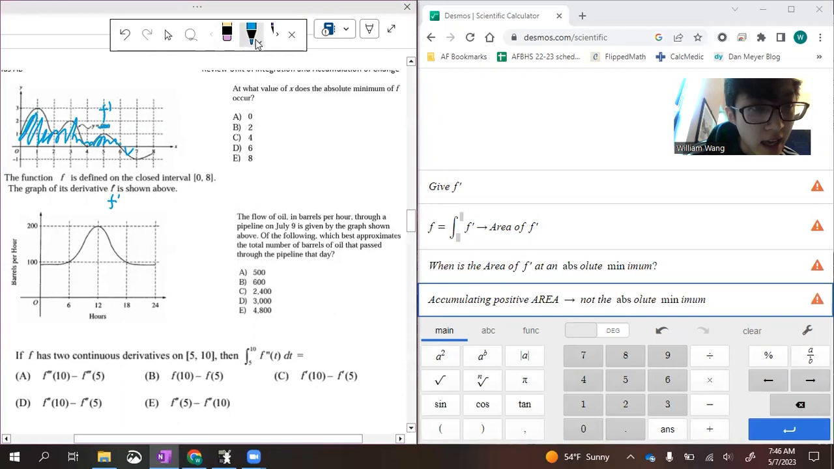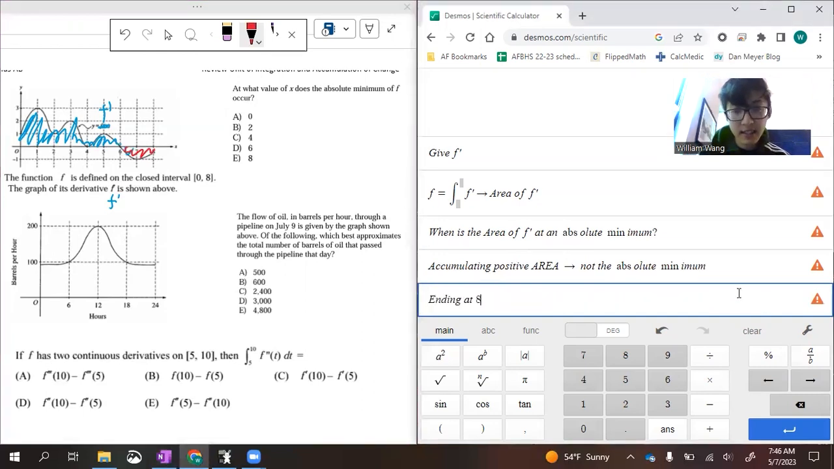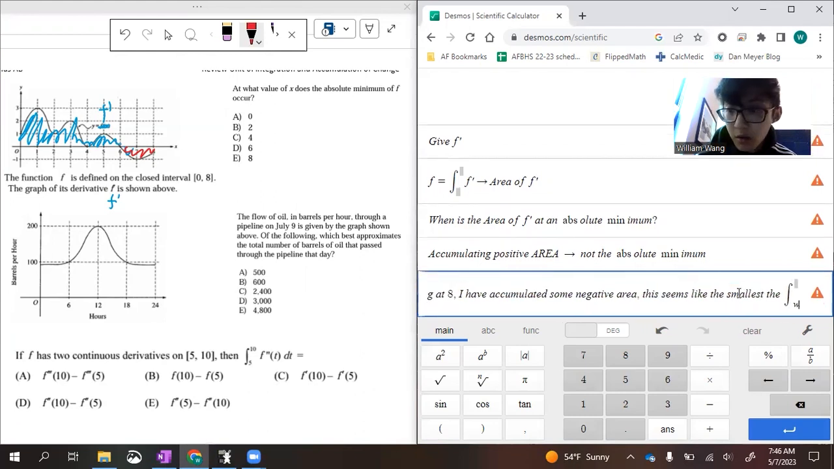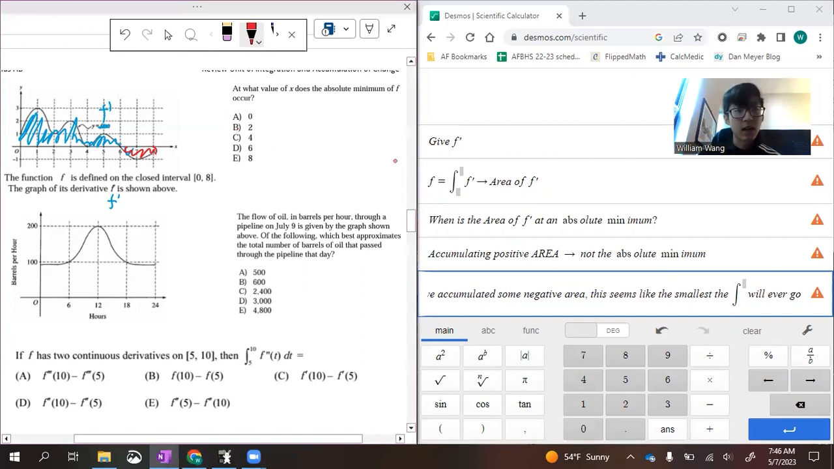However, thankfully, starting from 6 to 8, ending at 8, I have accumulated some negative area. This seems like the smallest the integral will ever go, right? So the answer seems like 8, right? Because by the time I get to 8, I will have thought, okay, I've accumulated some negative area. This is the smallest my integral will ever go. However, notice one of my answer choices options is 0.